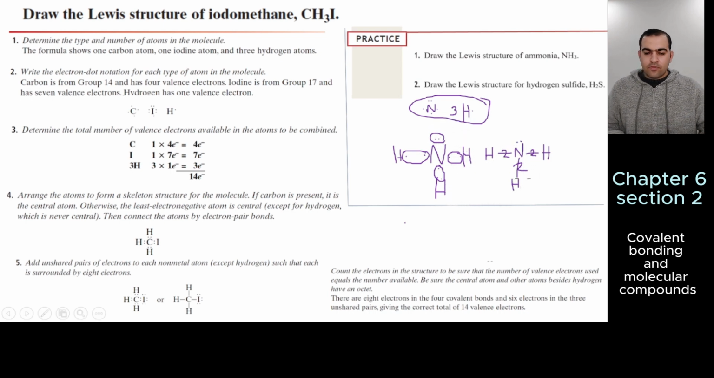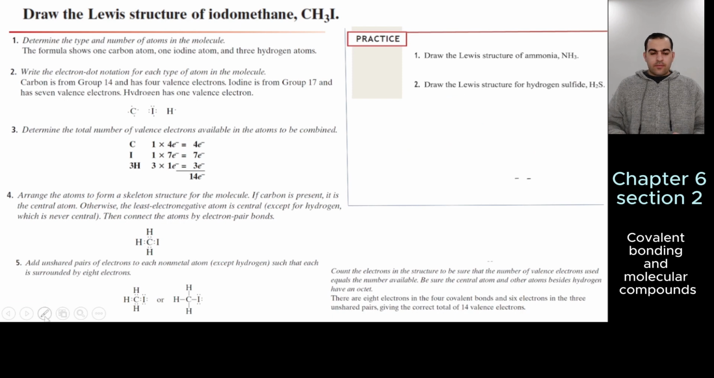What about H2S? Let's do it for H2S. Which one is going to be central? Sulfur. Sulfur is in group 16, which means 6 valence electrons: 1, 2, 3, 4, 5, 6. And the hydrogens surround the sulfur, and we write the hydrogen next to the unpaired electrons.